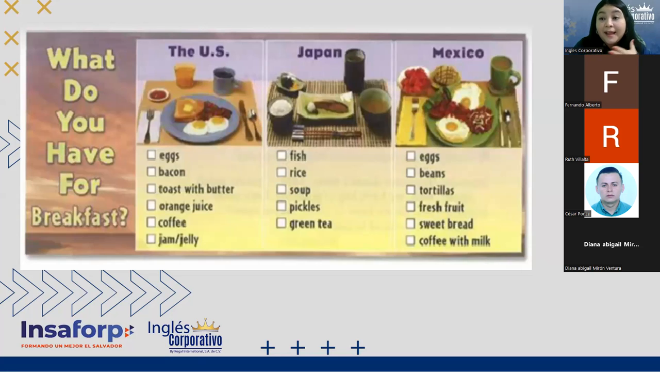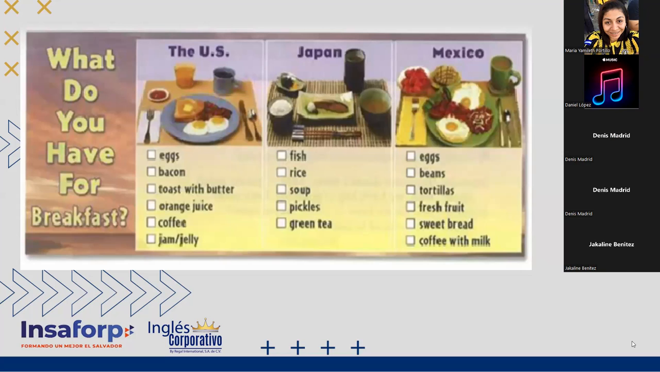Now, I have practiced this vocabulary. Yo ya practiqué este vocabulary para que ustedes escucharan la pronunciation. Now it's your turn. Ahora es turno de ustedes. Let's get started. Vamos a iniciar con Daniel López, please. Me lee el desayuno en the US, Japan, and Mexico.